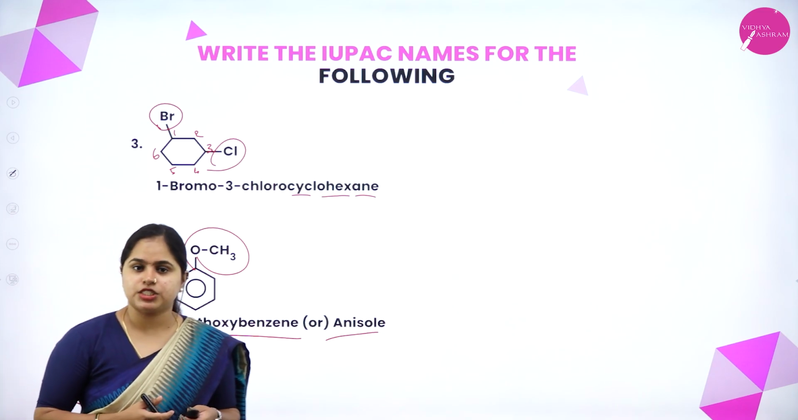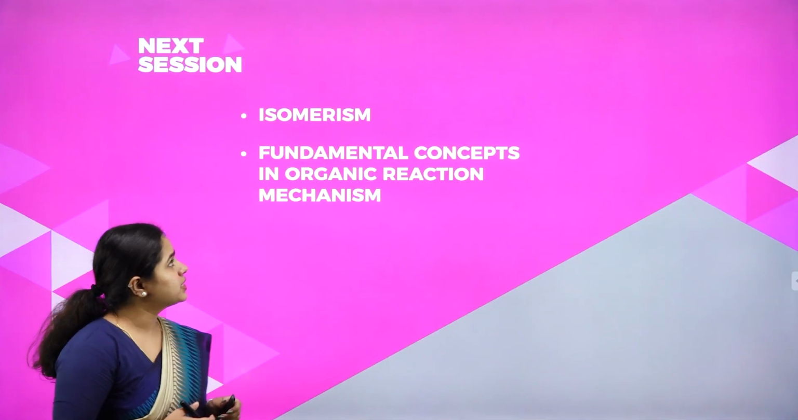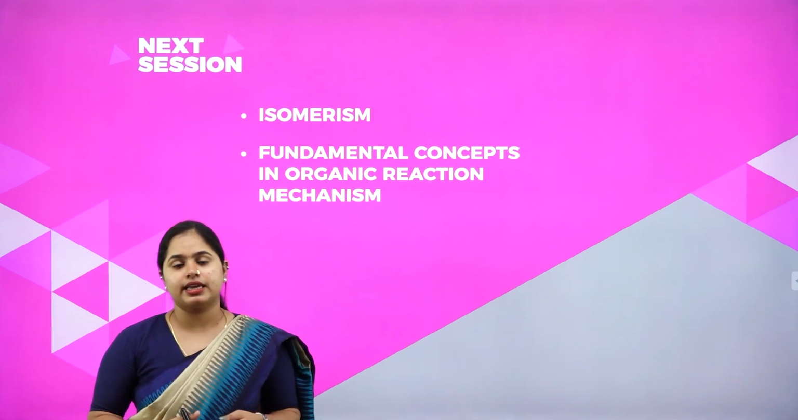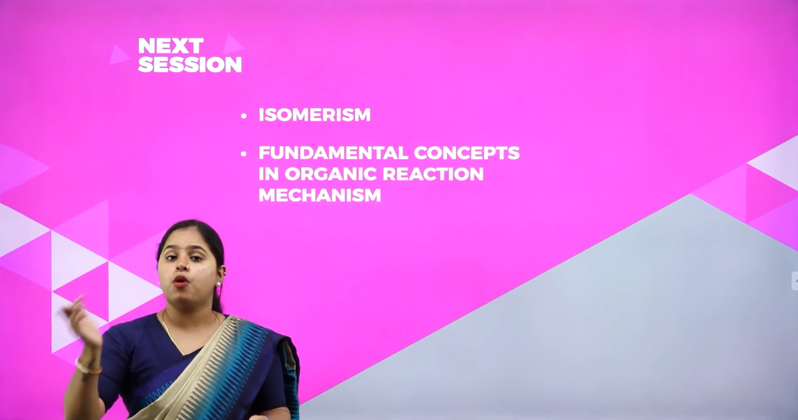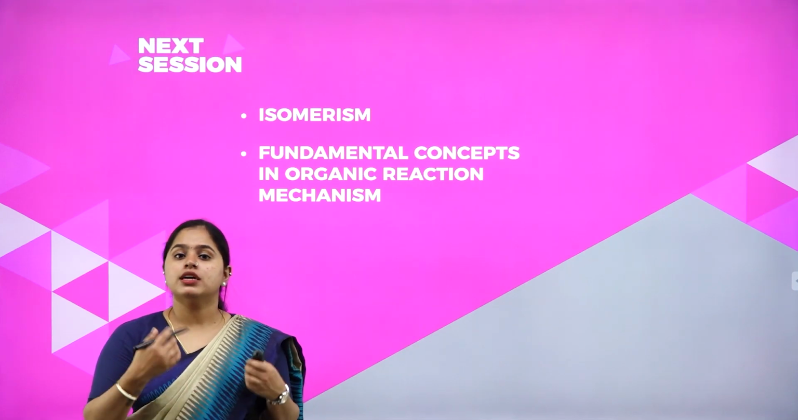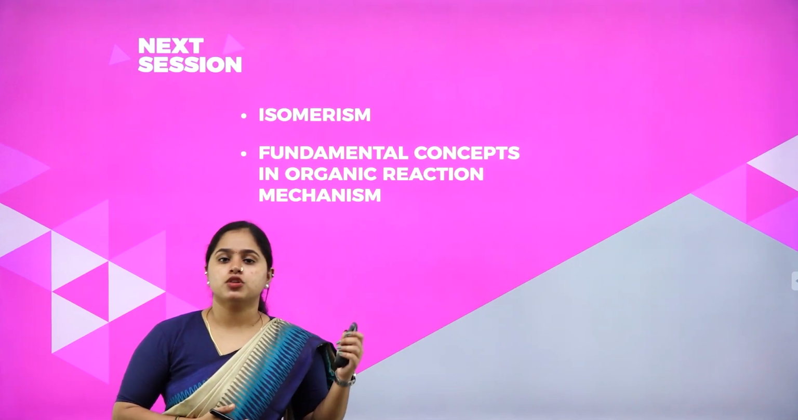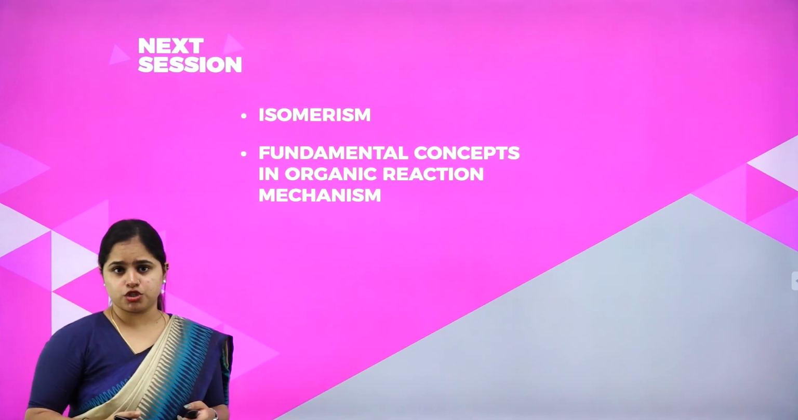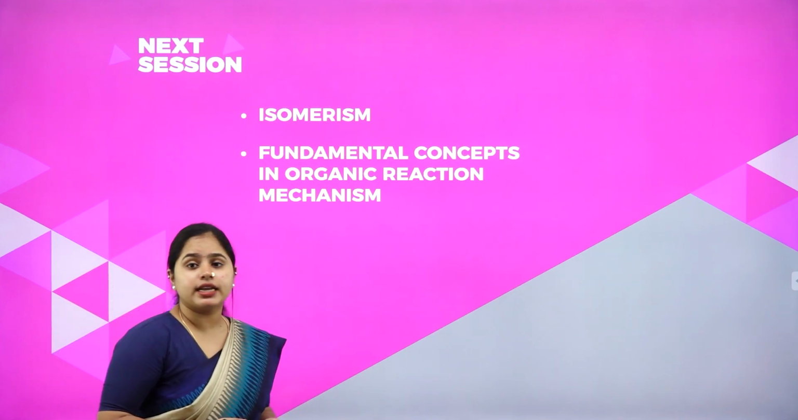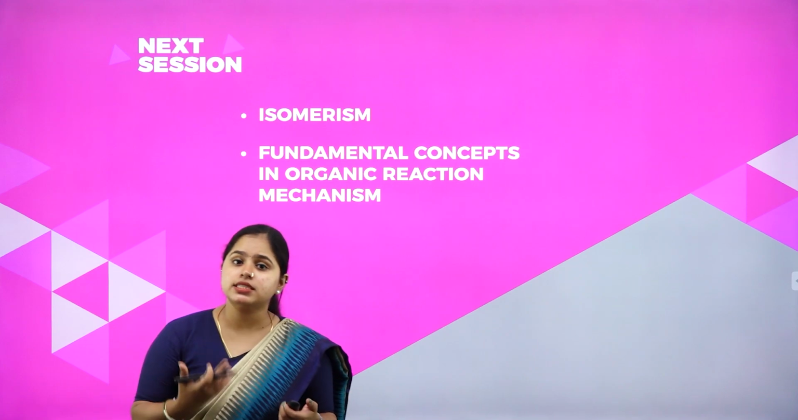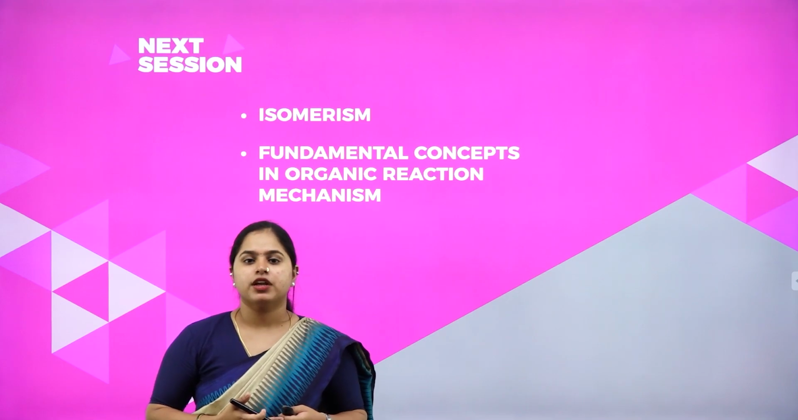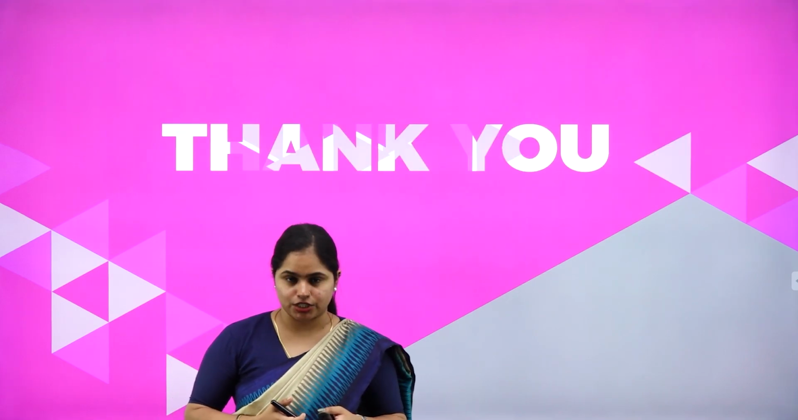So I hope the nomenclature part is clear for you. So by this session, we have completed the nomenclature of straight chain alkanes, branched chain alkanes containing functional groups, yes, polyfunctional groups as well as cyclic compounds, and then we also studied the nomenclature for substituted benzene compounds, right? So in the next session, we are going to study the next topic, that is isomerism and the fundamental concepts in organic reaction mechanism. So the mechanism of the various reactions we will study in detail from the next session. So I hope what and all we have discussed in this session is clear for you.